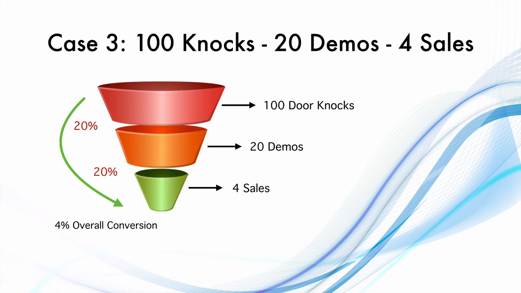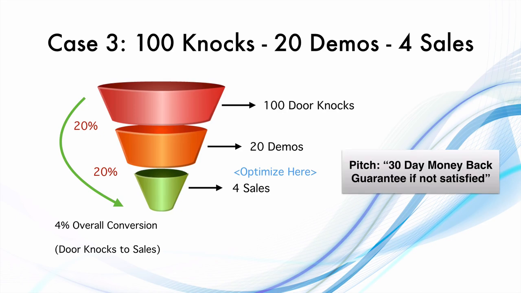So he has basically achieved 4% overall conversion from door knocks to sales, and this could be because he is optimizing at this stage of the funnel, from the demo to sale. This can be improved by telling something like, "I will give you a 30-day money back guarantee if you are not satisfied." Of course, this is just an example and not a real world scenario, but you can see how increasing conversion ratios at each stage of the funnel is improving the overall conversion.